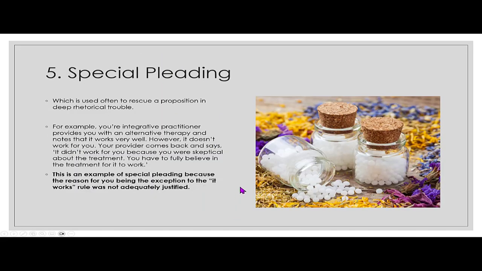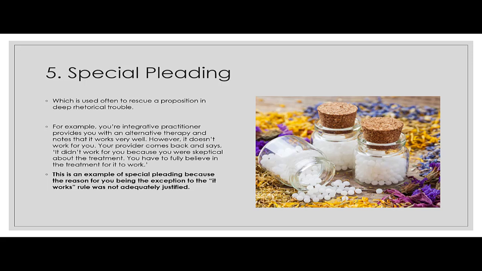The fifth is special pleading. So this is often used to try to rescue a proposition that's in deep rhetorical trouble. So for example, say you went to an integrative practitioner that provides you with some alternative therapy and notes that it works really well. However, you try it and it doesn't work for you.